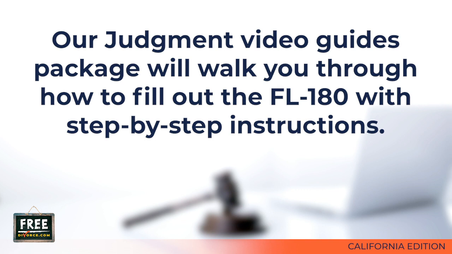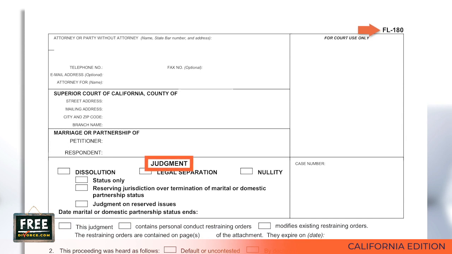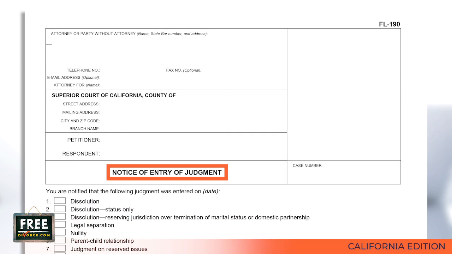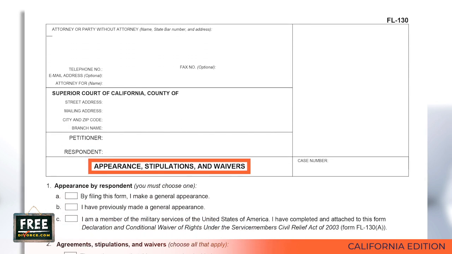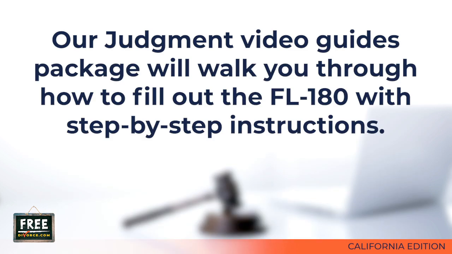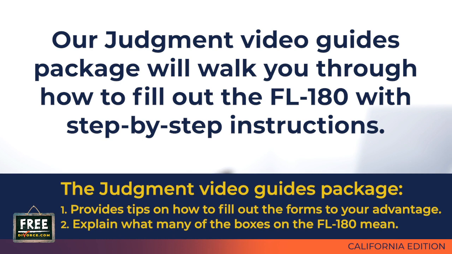If you elect to purchase the Judgment Video Guide package, you can get access to 3 instructional videos. One video guide shows you how to fill out the FL180 judgment form. One shows you how to fill out another form called Notice of Entry of Judgment, which is FL190. The third video shows you how to fill out a form called Appearance, Stipulations, and Waivers, which is FL130. The video guides will walk you through each court form line by line, providing valuable tips and information on how to fill out each form to your advantage.